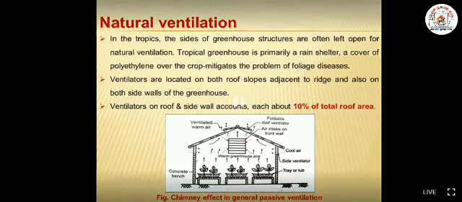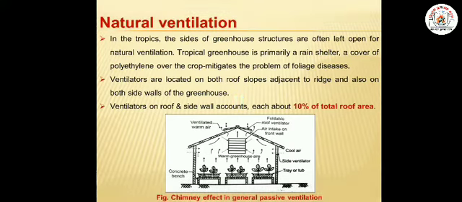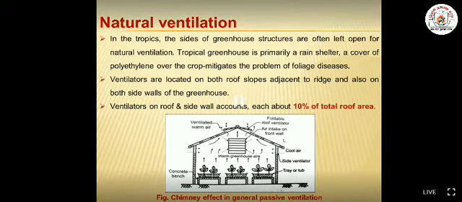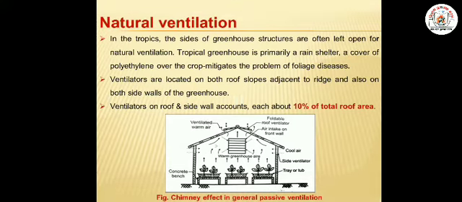Here, in the case of natural ventilation, this diagram shows a cross section of a greenhouse structure, inside of which benches are there, on which trays or tubs are kept, in which the plants or crops are being cultivated.